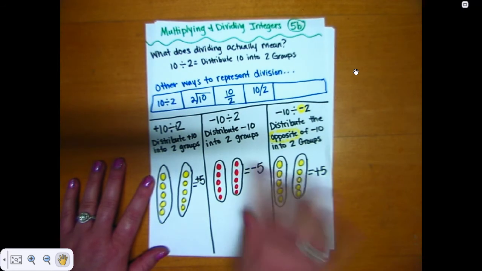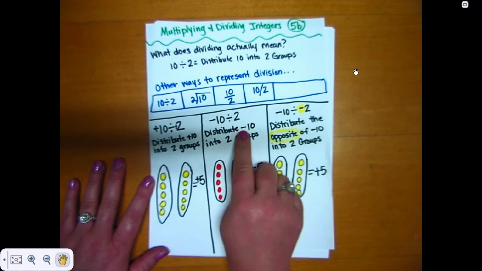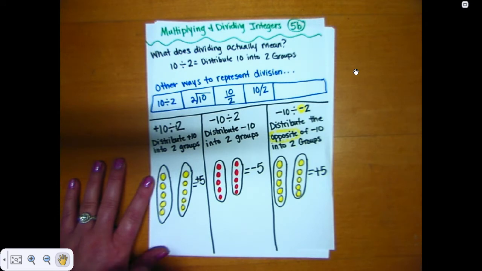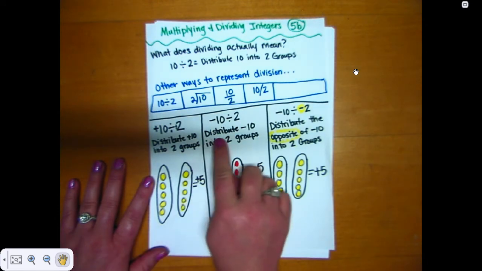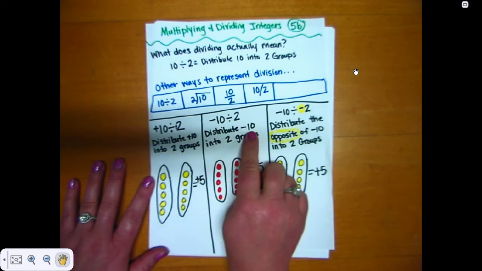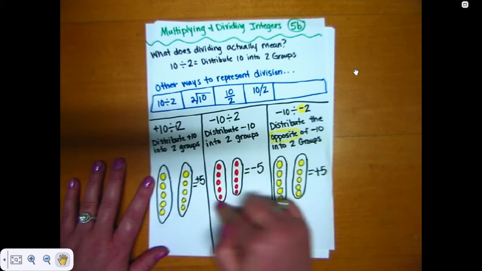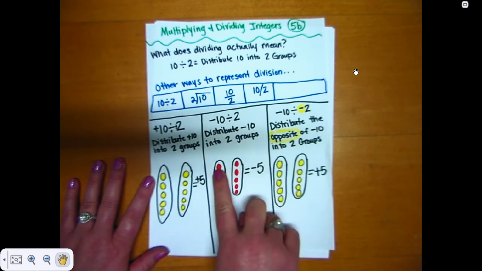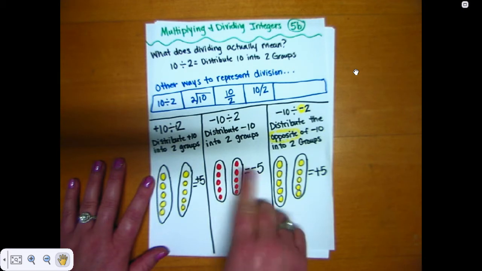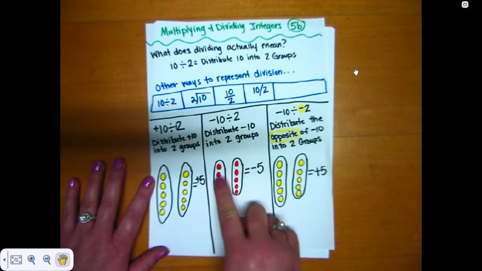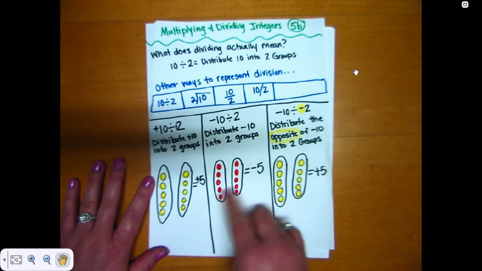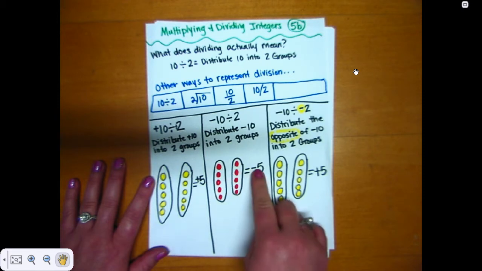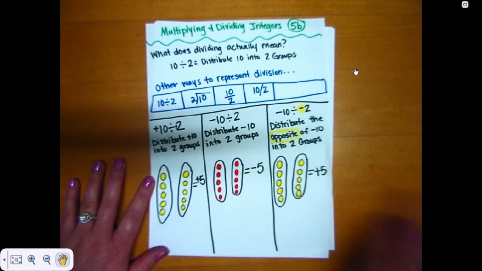Then when we did negative 10 divided by 2, we said that that really meant to distribute negative 10 into two groups. So we drew our two groups and we took negative counters that were red and we distributed them in between the two groups: 1, 2, 3, 4, 5, 6, 7, 8, 9, 10. And our answer was negative 5.